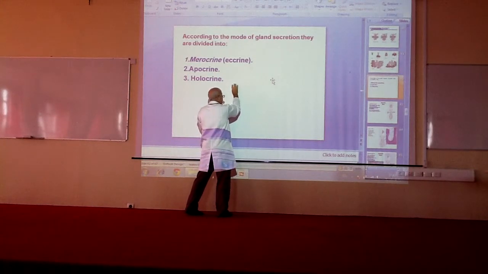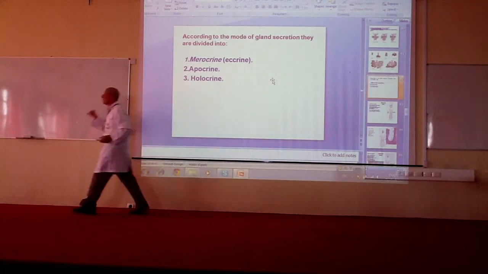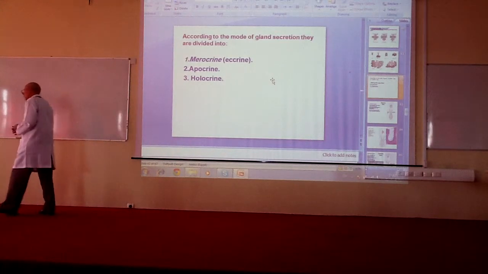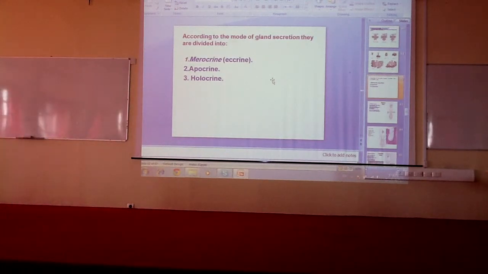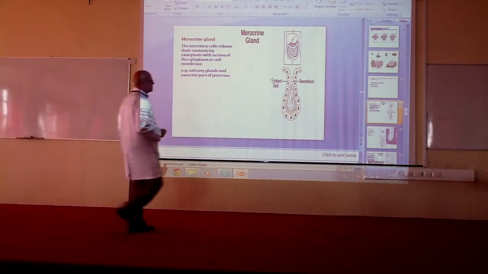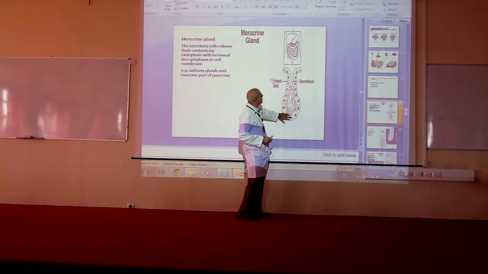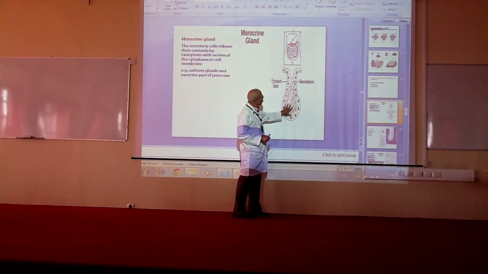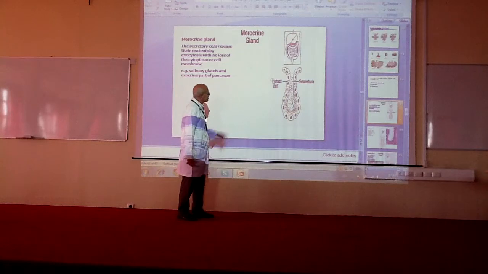The secretory granules together. Merocrine gland. The cells, these are the secretory cells. This is the duct. So what is the type of this acinus, of this gland?